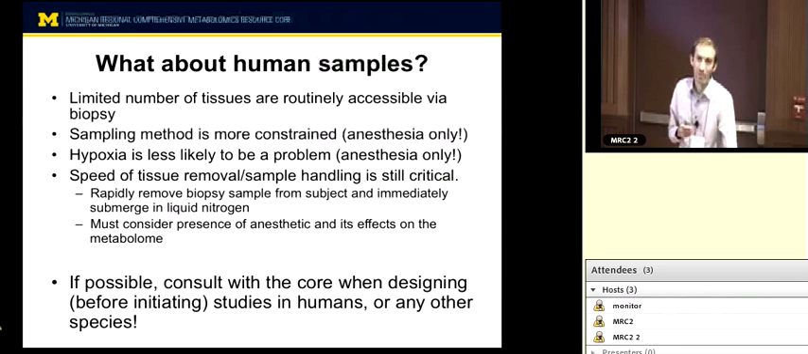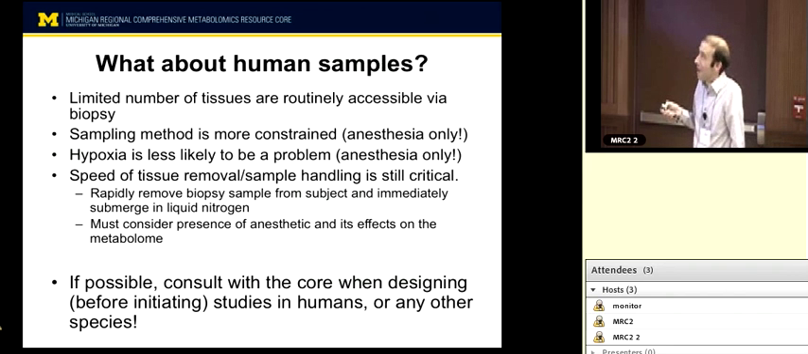What about human samples? So this was a study on rodents. Obviously, if you're doing human tissue sampling, you're going to be a lot more constrained. You can't access liver nearly so easily in living humans as you can in rodents. Your sampling method is also more constrained. You need to do anesthesia. You're not going to euthanize a person before collecting their tissues. Sorry to even joke about that. So you're really constrained on what you can do.